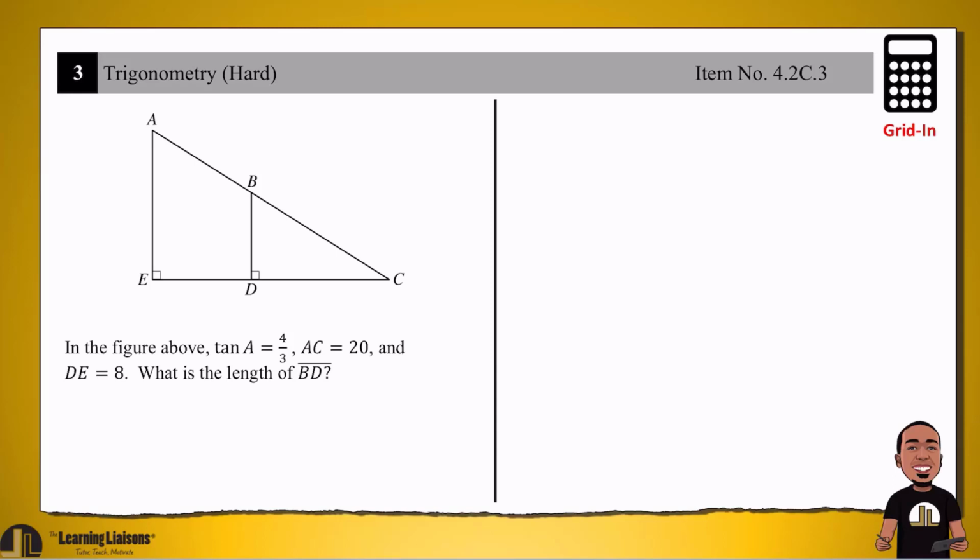Hey, welcome back everyone. In the figure above, tangent A is equal to 4/3, AC is equal to 20, and DE equals 8. What's the length of BD?